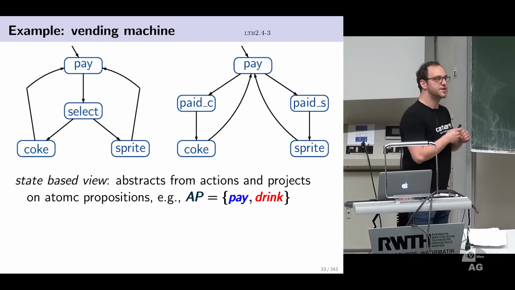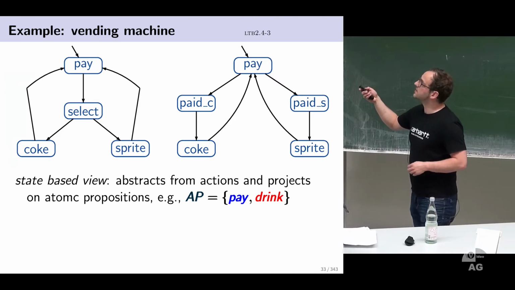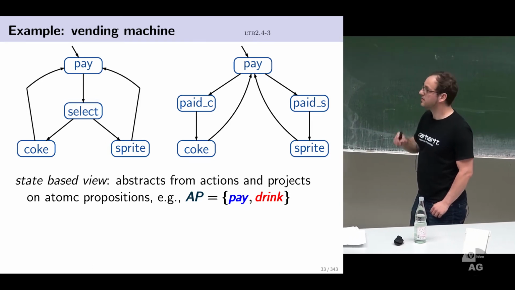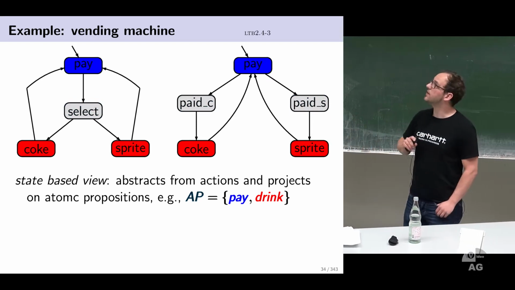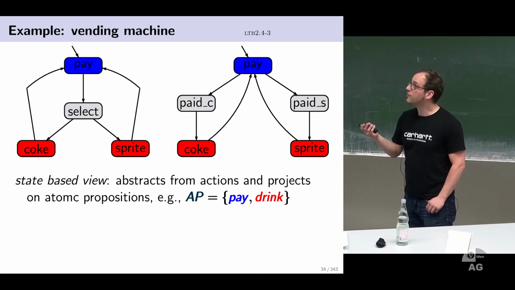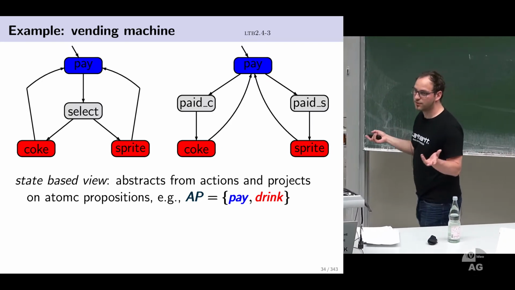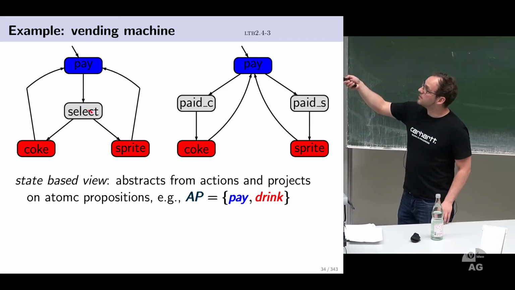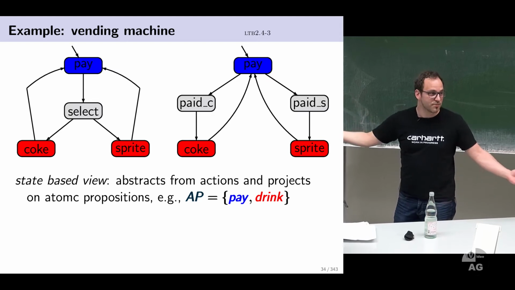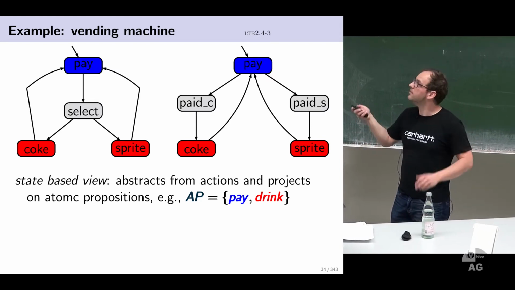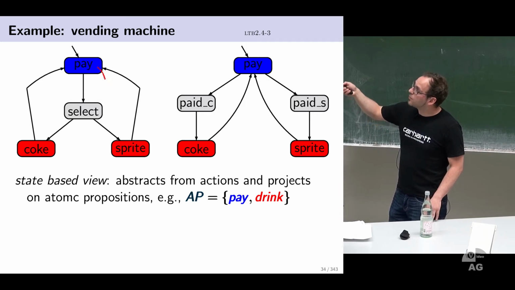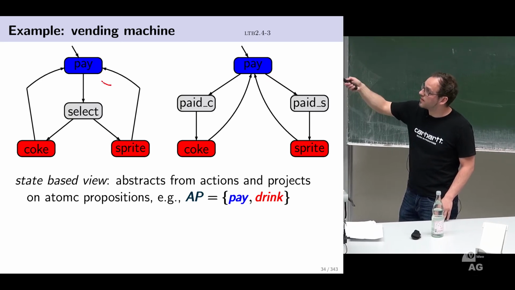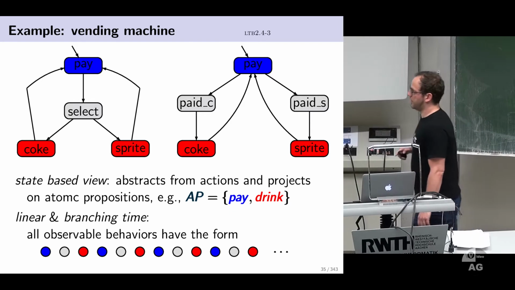Okay, let's choose some different atomic propositions. Let's say we're not interested in what kind of drink we get, but we're interested in what states you needed to pay. So when you label the states accordingly, they look like this. And now, for these two transition systems, the linear time view and the branching time view coincide once again. Why is that? Because here, we cannot distinguish the two successors. They're both labeled equally. They are, in our view, the same. So also the branching time view will only observe pay, empty set, and then have some drink, and then repeat the process. Okay.